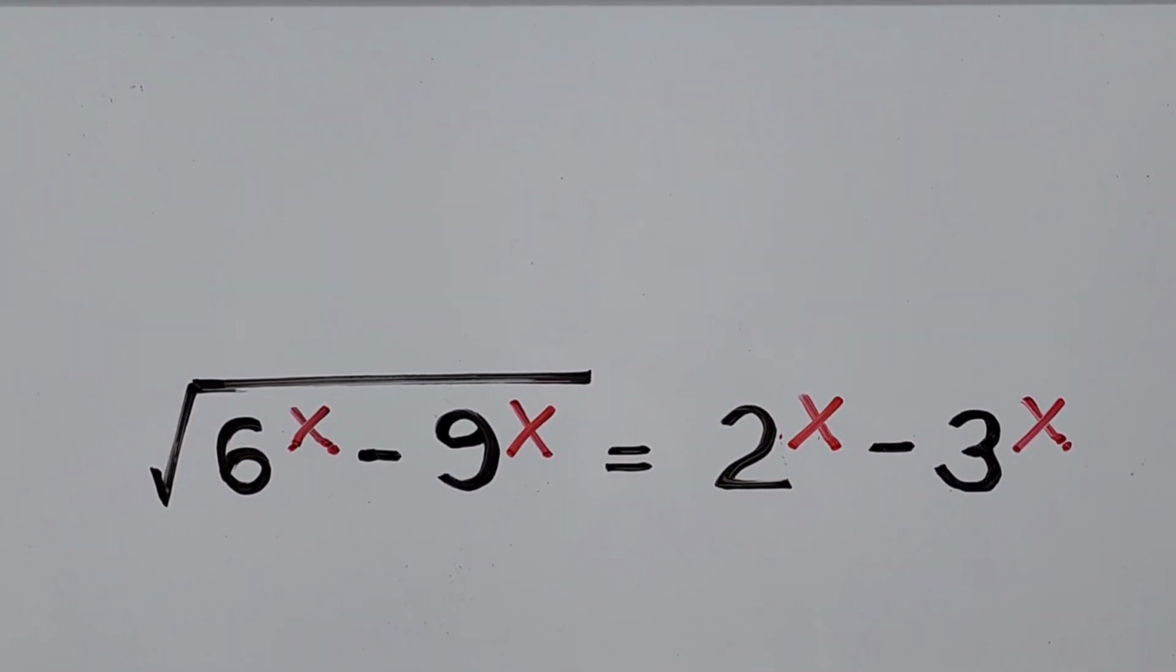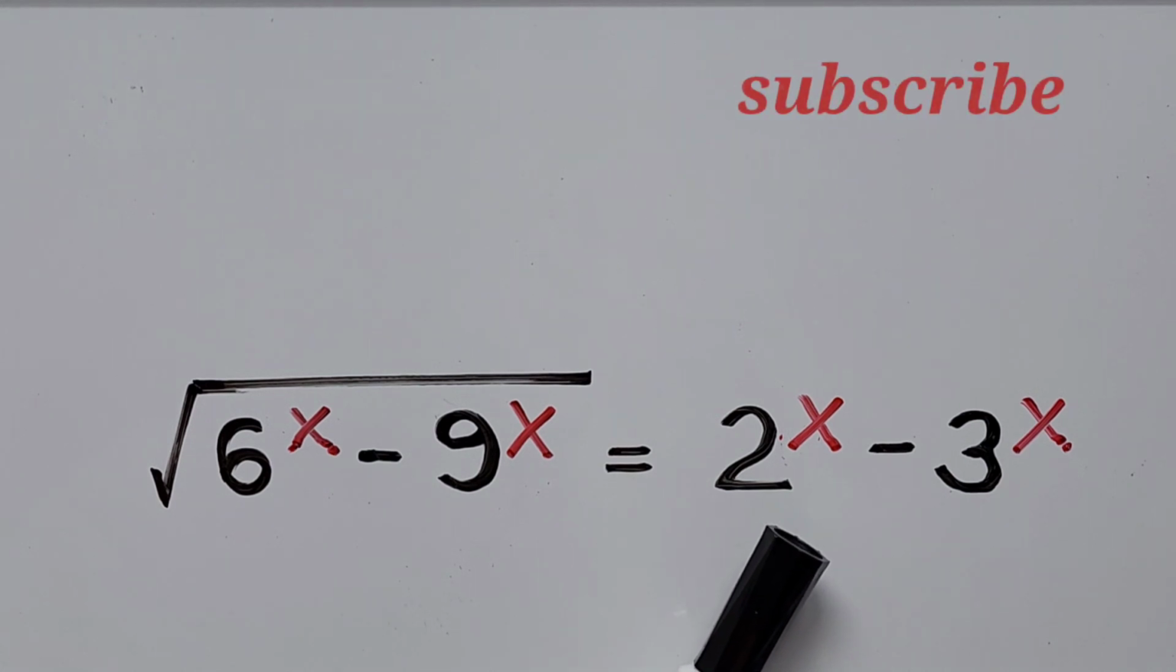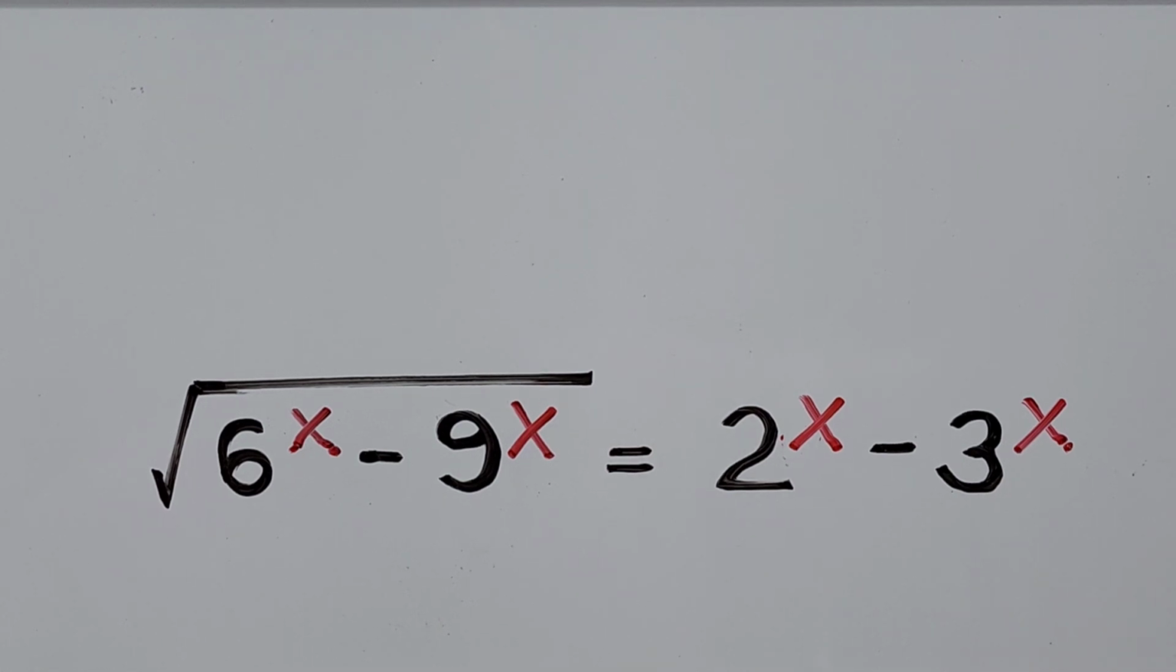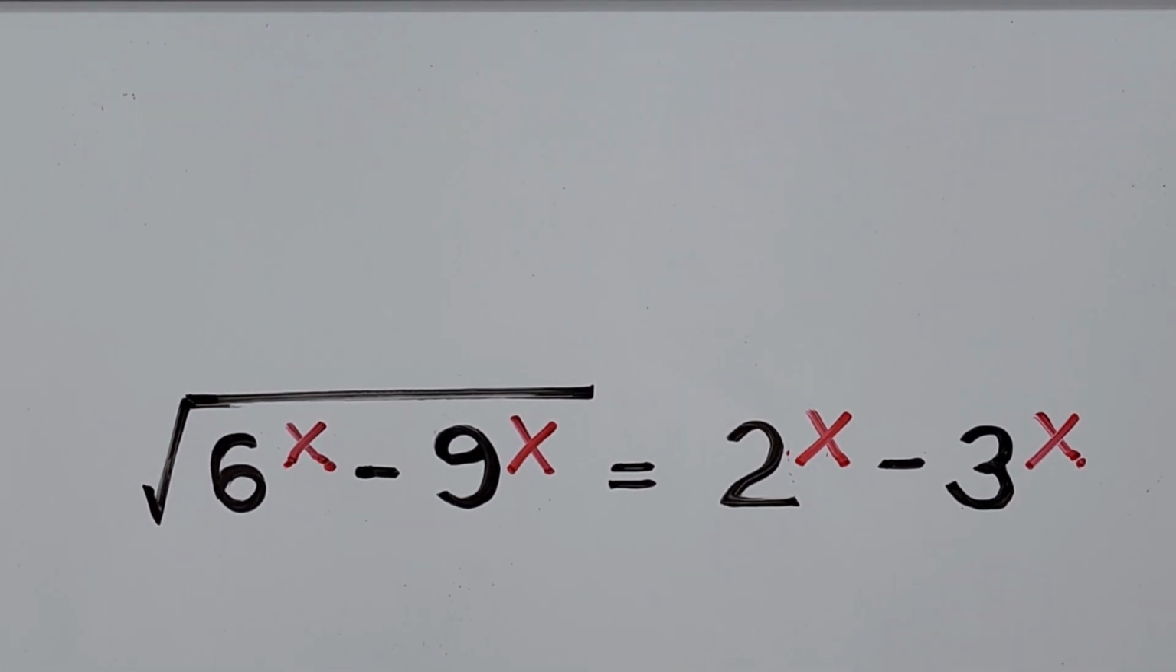Hello everyone, we have here a nice exponential equation. The square root of 6 to the power of x minus 9 to the power of x equals 2 to the power of x minus 3 to the power of x. And we're solving for the value of x. Well, how are we going to solve the equation?